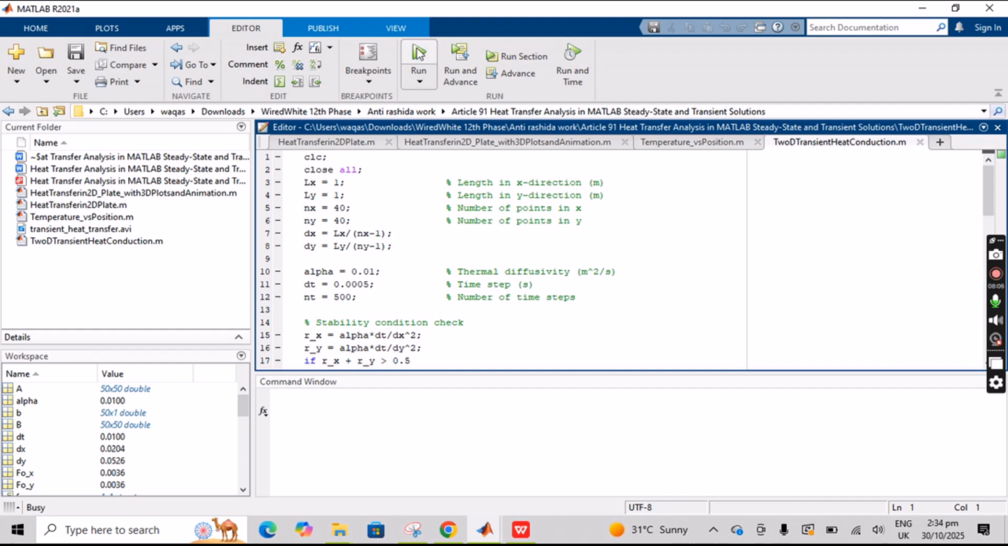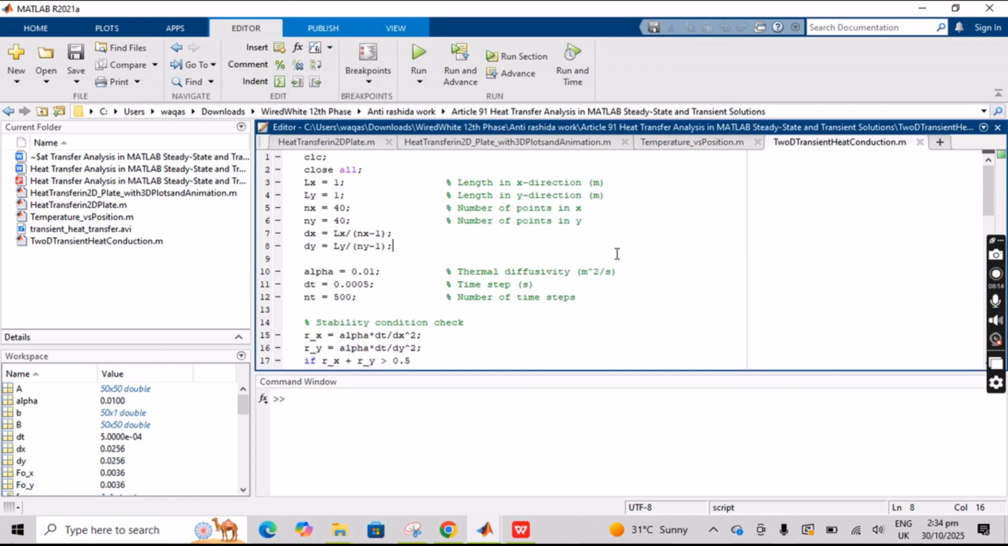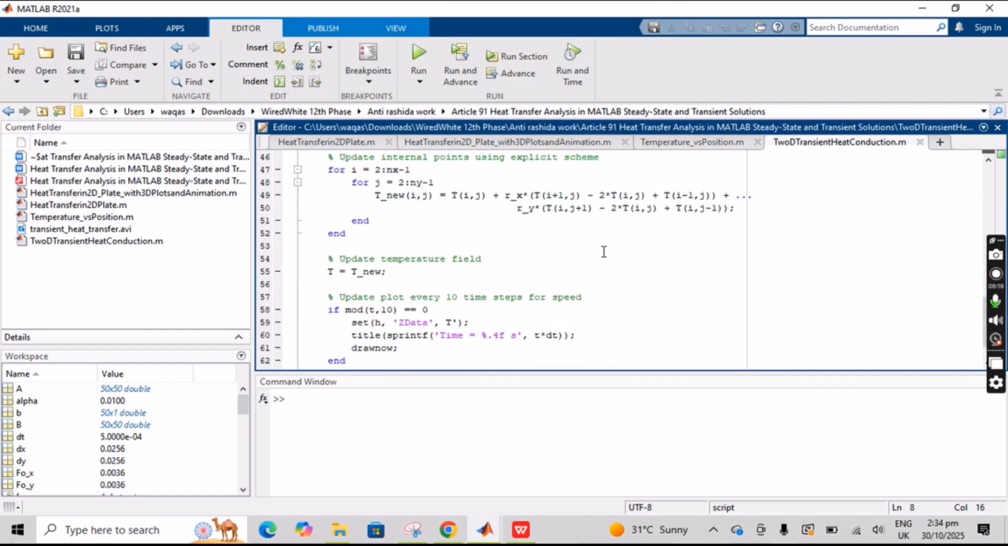This is a 2D transient heat conduction. See how heat changes according to different time scales. All the code is written in different files. You can run the files and you will get the output results accordingly.